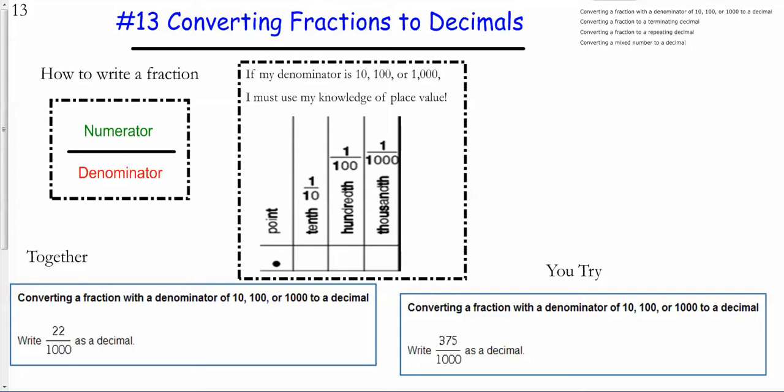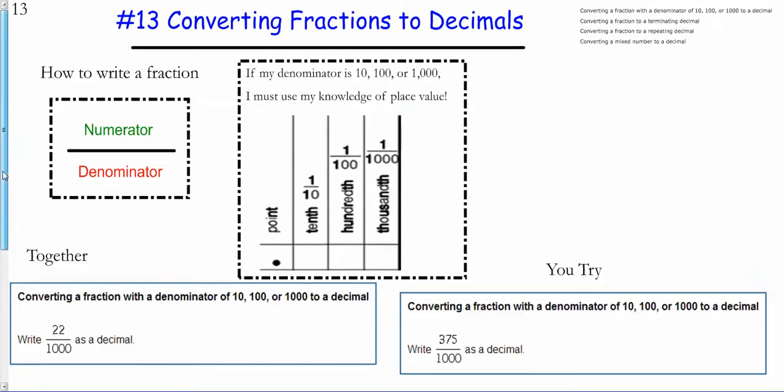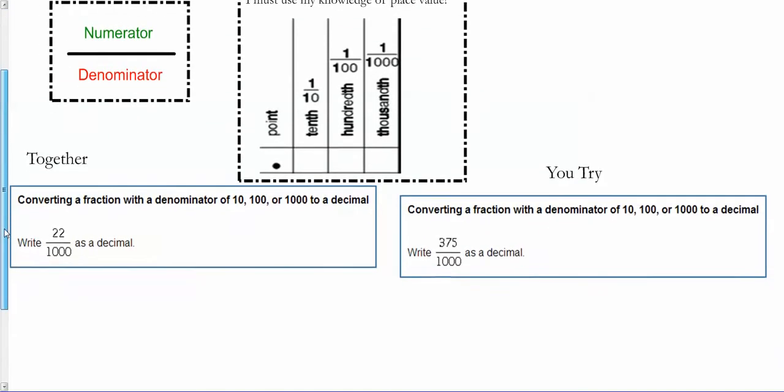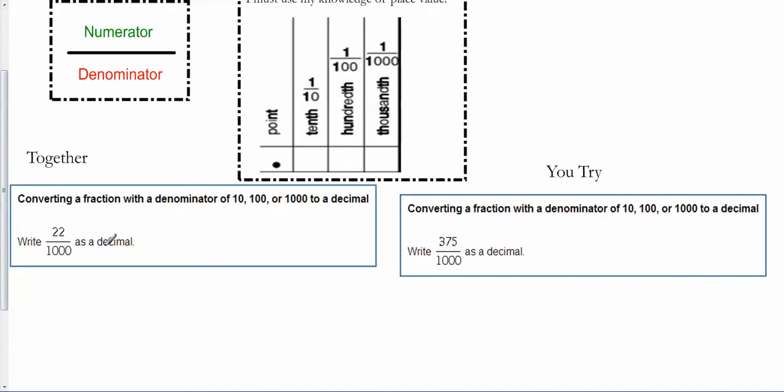This is lesson 13, converting fractions to decimals. Now this one we have a bit more work to do than decimals to fractions. So first let's take the easy part first. So how do I say this? 22 over 1,000, or 22 thousandths.